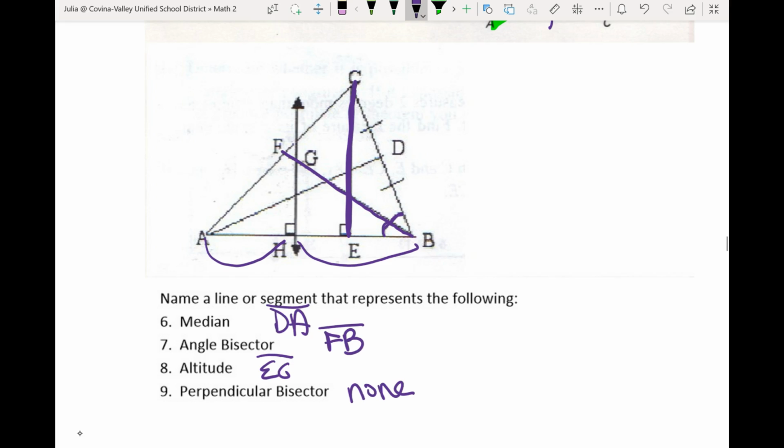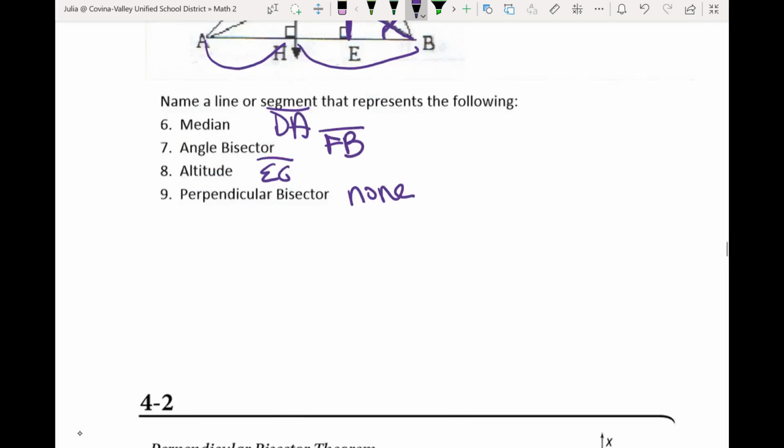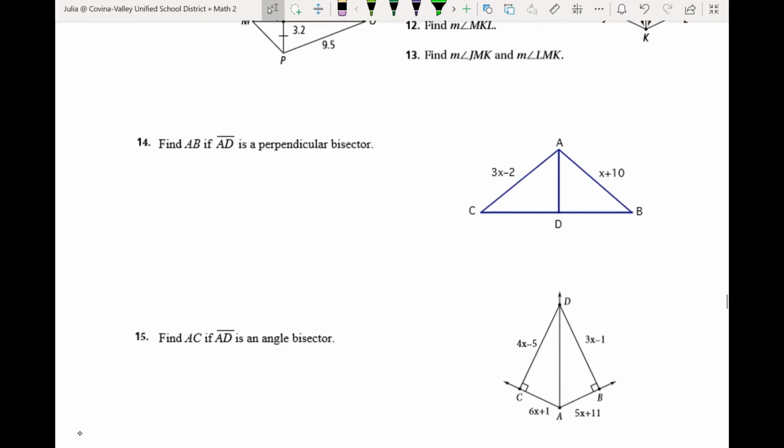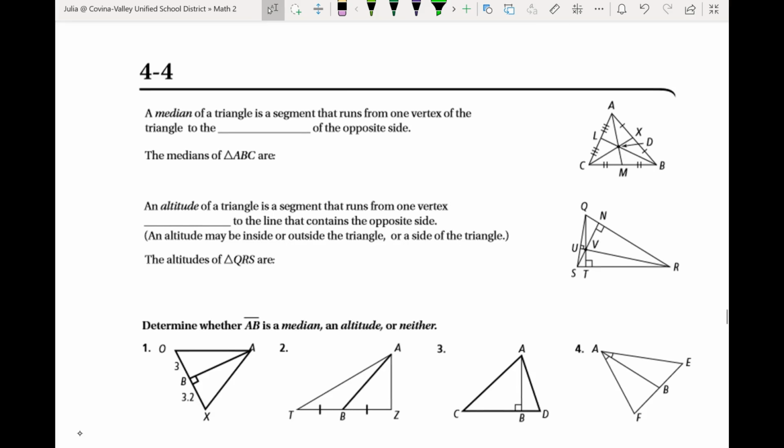Okay, so for your homework tonight, you're going to be focusing on medians and altitudes, I think. Medians and altitudes. So turn over to 4-4. That 4-2 is a little bit more confusing. I'm going to save that for tomorrow. But for today, turn over to 4-4.